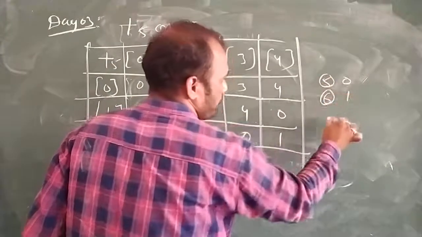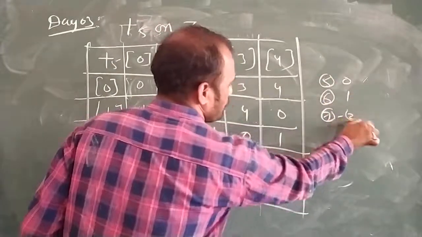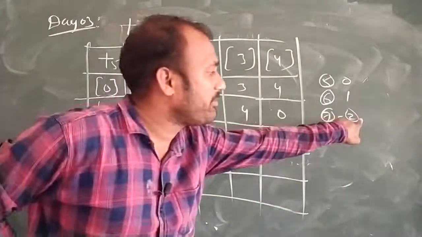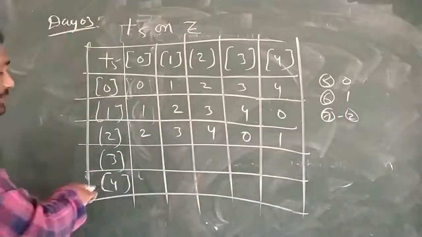If it is 6, I have to put 1. If it is 7, I have to put 2. Remainder will be 2. Why? Because if I divide 5 by 7, the remainder will be 2. These are the remainders we are writing here.